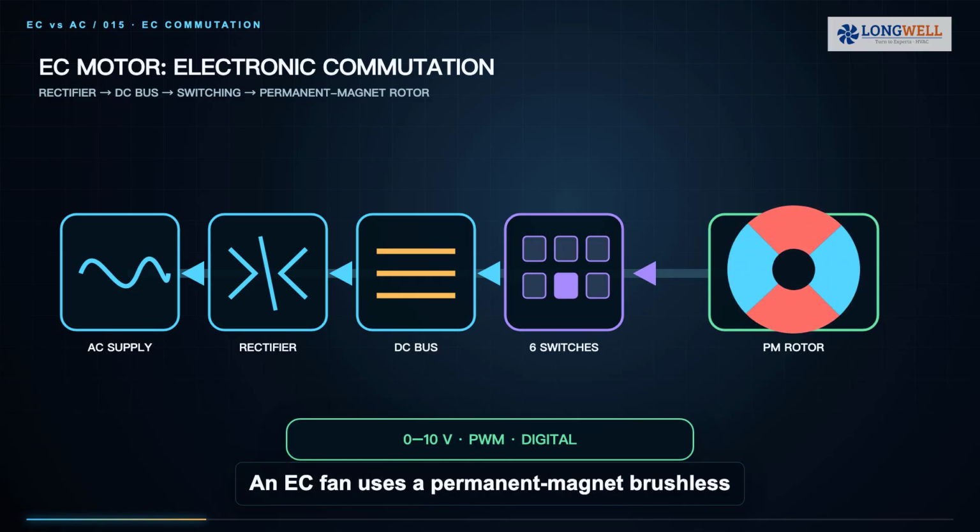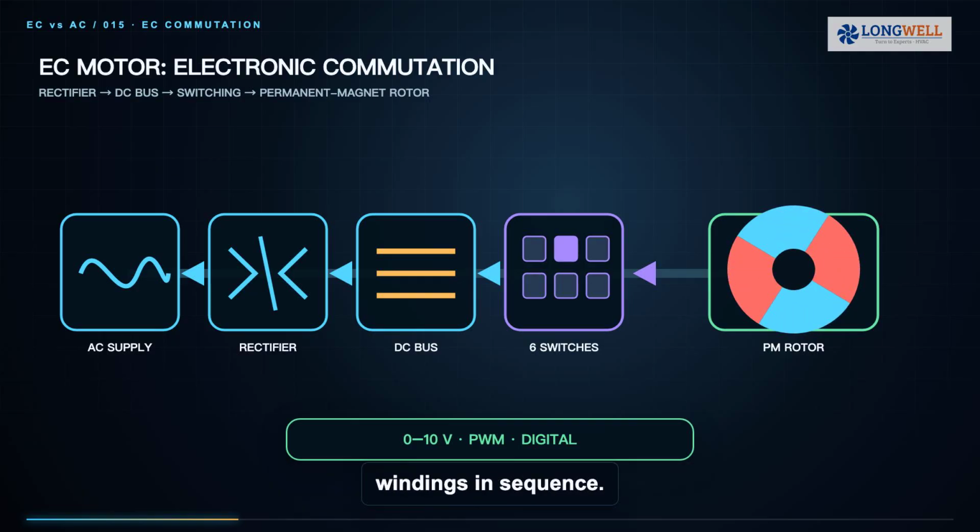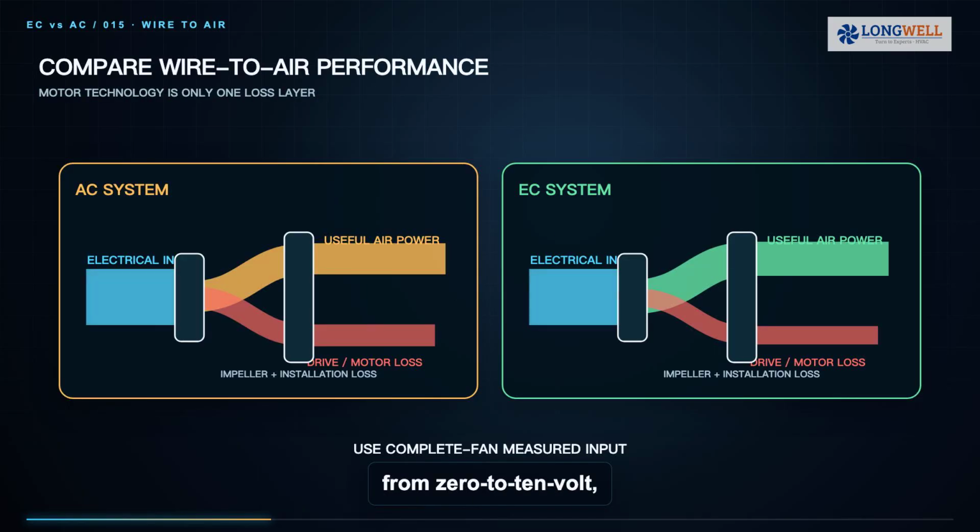An EC fan uses a permanent magnet brushless motor and electronic commutation. The supply feeds a rectifier and DC bus. Semiconductor switches energize the windings in sequence. Permanent magnets avoid induction current loss in the rotor. Depending on the model, the integrated controller can set speed from 0 to 10 volt, PWM, or digital commands.